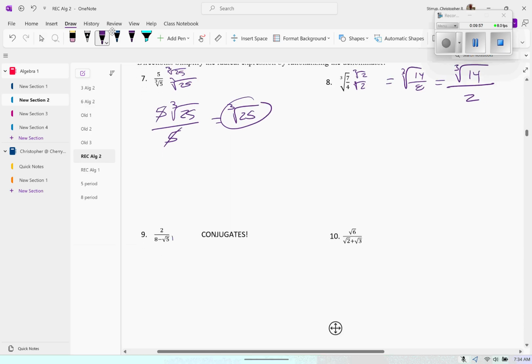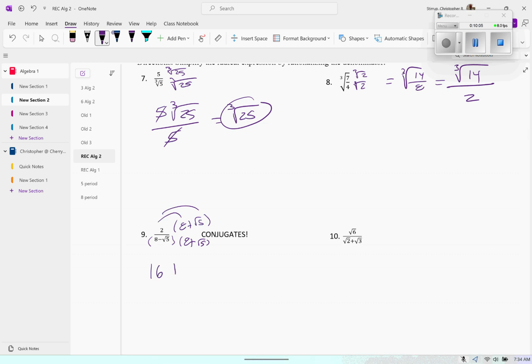And then we're getting to our conjugates. Put that in parentheses, 8 plus root 5 and 8 plus root 5. So distribute that. That's going to give me 16 plus 2 root 5. On bottom, I'm going to get 64 minus root 25. Root 25 is 5. So that's going to give me 64 minus 5, which is 59.